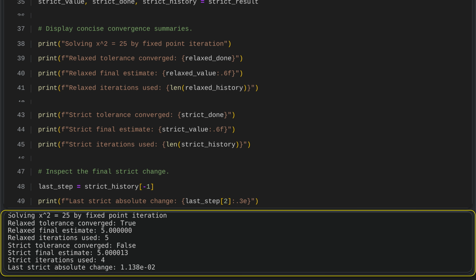This script uses fixed-point iteration to approximate the solution to x squared equals 25, starting from an initial guess of 2. With a relaxed tolerance and enough allowed iterations, the method converges to a value close to 5. With a much stricter tolerance but only 4 iterations, it stops before converging, showing how higher precision can require more computation. The output reports convergence status, the final estimate, iteration count, and the last change in the strict case.